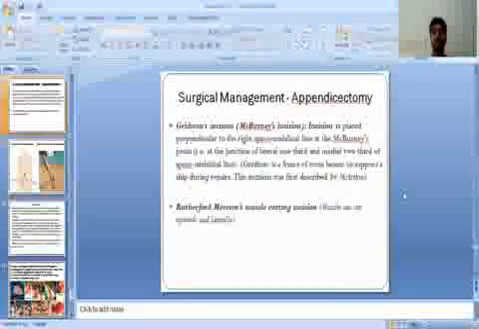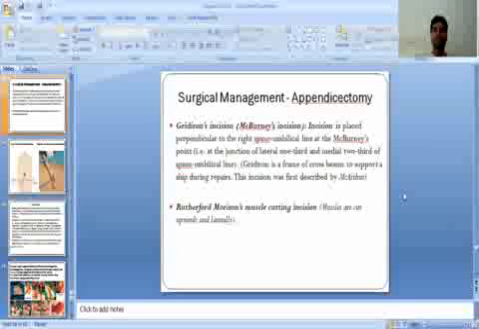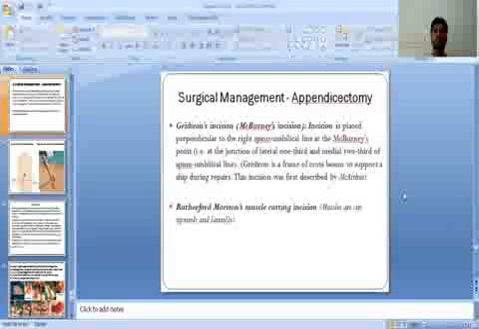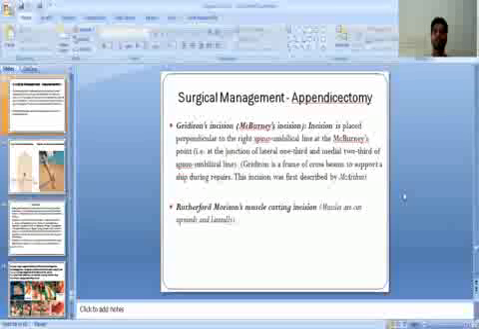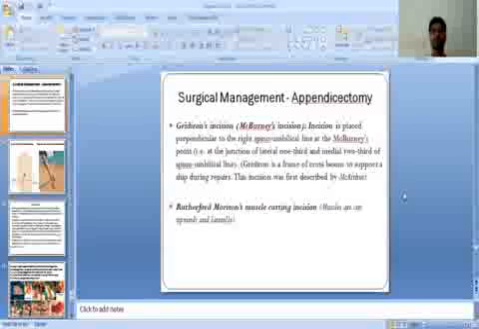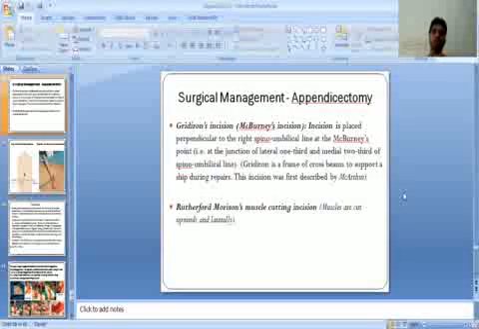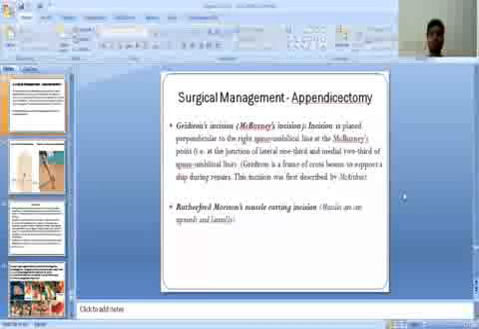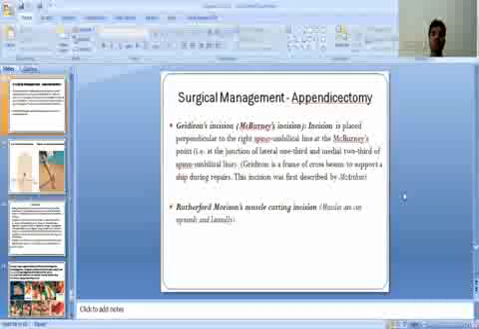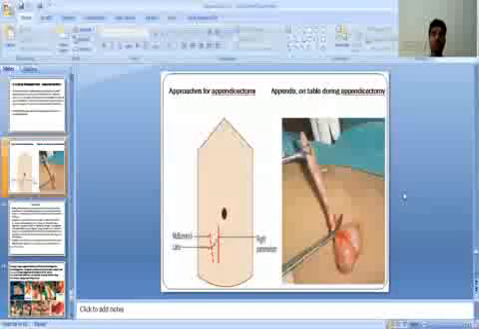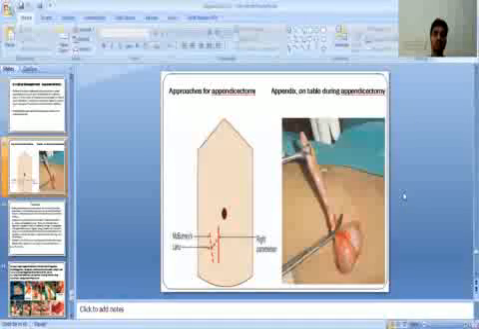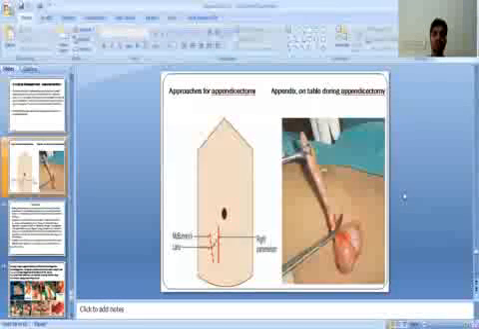Treatment: appendectomy. Surgical treatment is appendectomy. Gridiron incision: the incision is placed perpendicular to the right spino-umbilical line at McBurney point, that is the junction of the lateral one-third and middle two-thirds of the spino-umbilical line. Gridiron is a frame of cross beams to support a ship during repairs. Rutherford Morison muscle cutting incision can also be used. Approaches to the appendix: the first one is McBurney incision or gridiron incision.